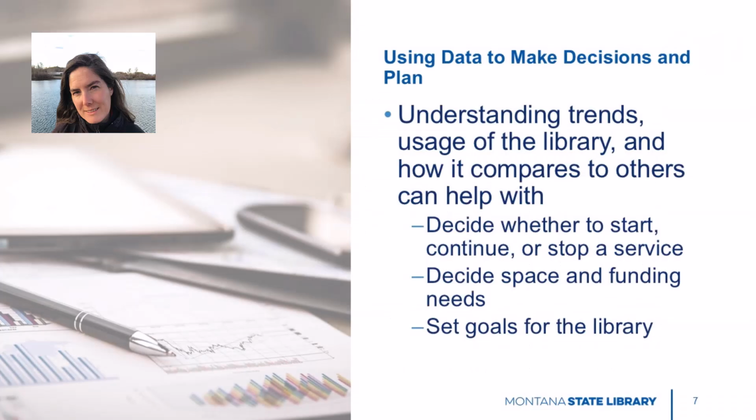So the ways that you can use this dashboard are revealed on this slide. You can use the data to make decisions. So you can use it to understand trends, to think about what to start, what to continue, what services you might want to stop. You can also use it to think about the library's physical space or its funding needs. And then finally, that can be useful for setting goals for the library. You want library services to be about your community and community-centered. The thing that this dashboard can help you do is really think about the library's role in how it provides those services.